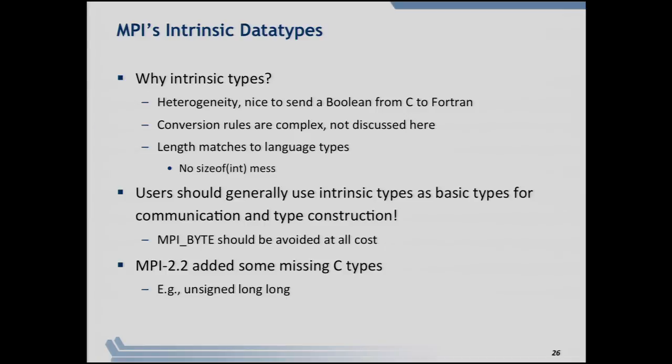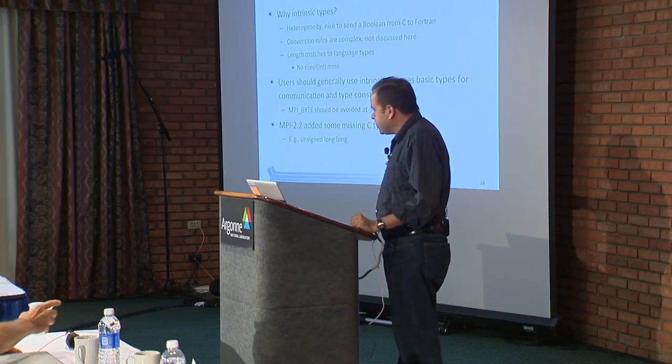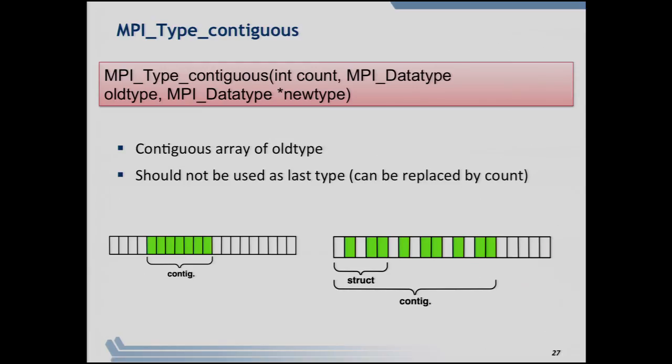MPI 2.2 added some of the missing types, because originally MPI did not have all the language types defined. It had the most common ones, but now pretty much everything that is defined as a basic type in C can be expressed as an MPI type, including int64 and int32 and those kinds of specific-sized integers and so forth.